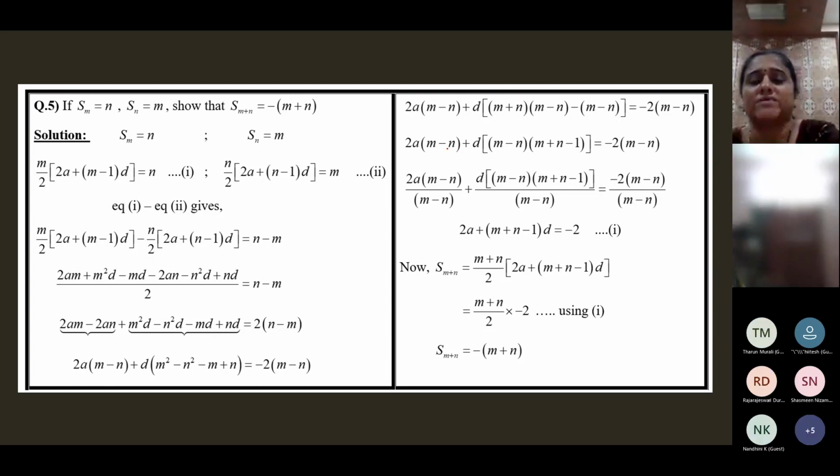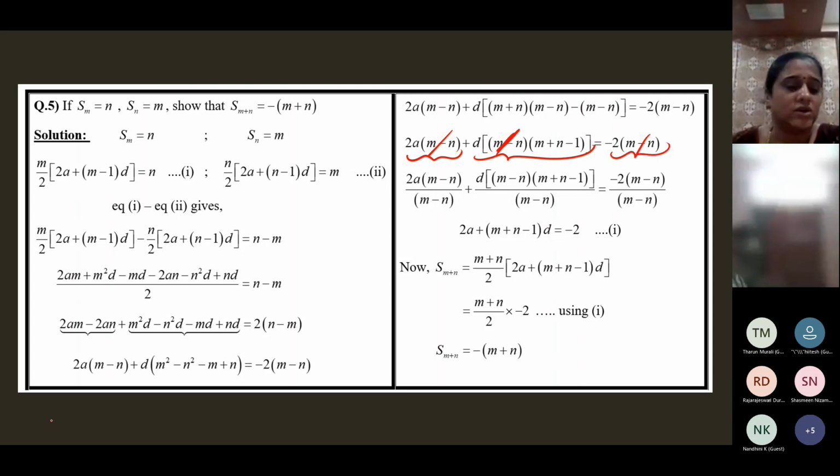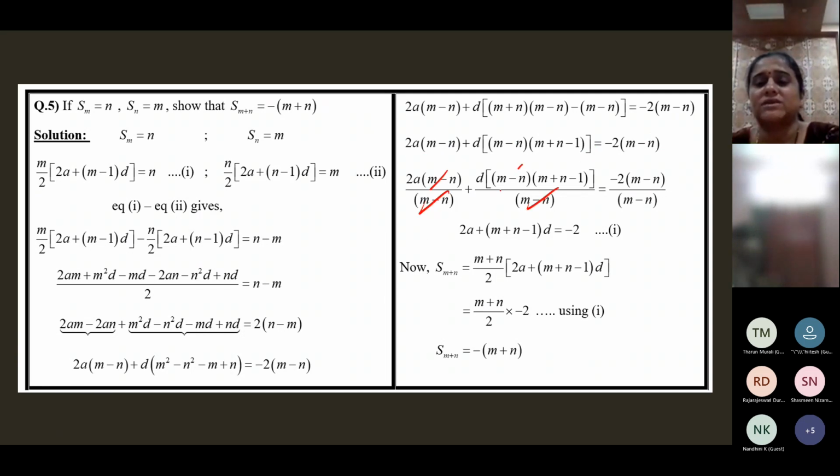Now divide by m minus n. See here, this term has m minus n, this one also has m minus n, this one also has m minus n. So divide by m minus n throughout. So m minus n cancels, m minus n cancels, m minus n cancels. So we get 2a plus m plus n minus 1 into d is equal to minus 2.